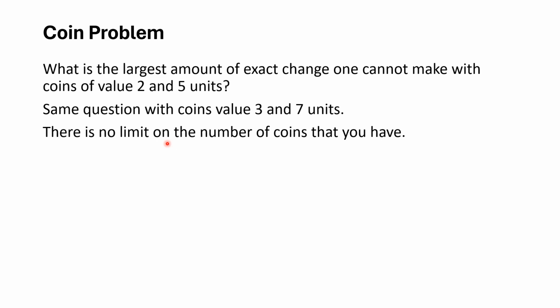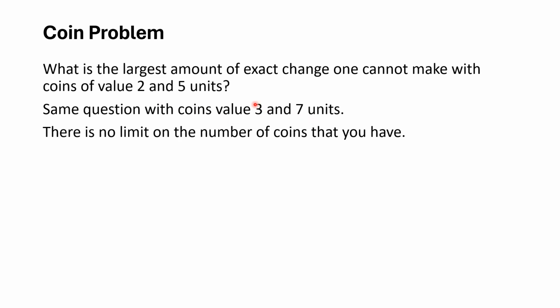And just to give you an example, if you have 2 and 5, of course you can't make change for 1, you can't make change for 3, but you can for 4, and of course 5, because you could use 2 of the coins of value 2 for 4 and 1 for 5, and then 6 you could use 3 of the 2. So the question is, what's the largest number where you can't make change? Then the same question for 3 and 7.